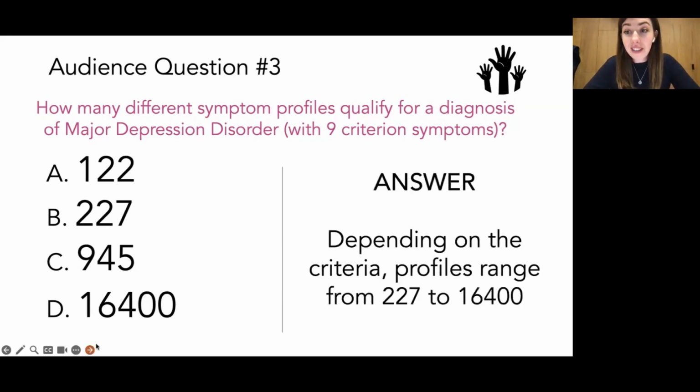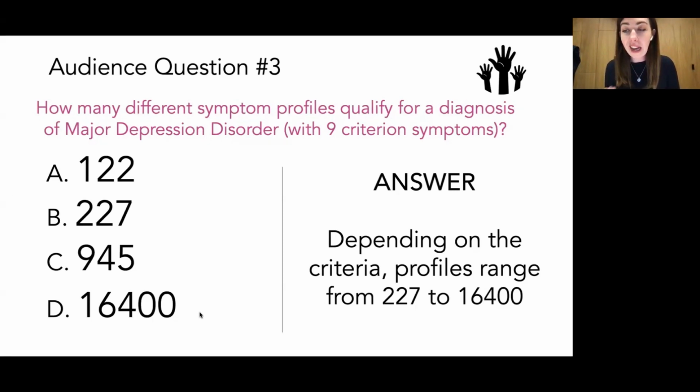Okay, so the answer is that it actually depends. If you just take the 9 symptoms, that will give you 227 combinations. But 3 of those symptoms are extreme poles. So you can be not sleeping enough or sleeping too much. You can not be eating enough or eating too much. You can be moving too much or moving too little. And when you consider the extreme poles of these symptoms, it bumps it to 945.